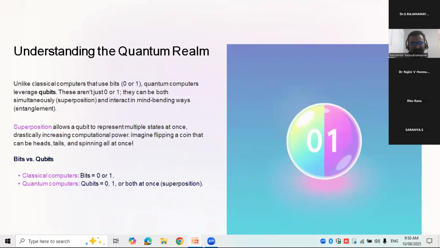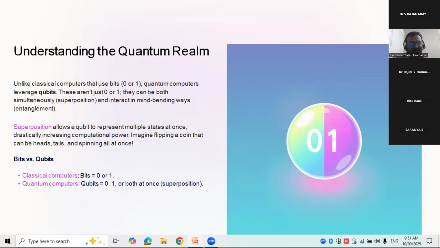Okay, so just understanding the quantum realm. As I explained before, and you're already aware of this, classical computers use bits, zeros and ones, 0 or 1. But a qubit is not just a 0 or 1. It can be both simultaneously. Superposition allows a qubit to represent multiple states at once, so it increases the computational power.